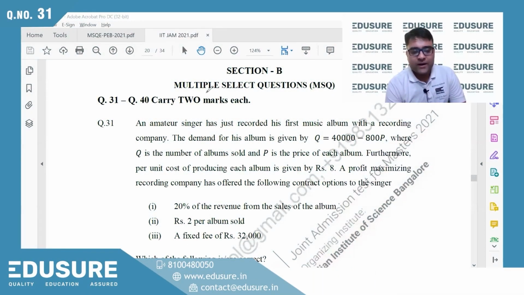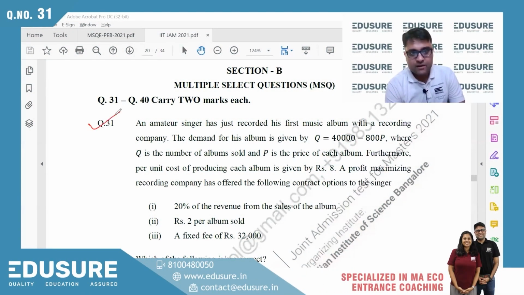IIT JAM 2021 question number 31. Please understand, multiple select questions का मतलब कि multiple answers can be correct. Okay, तो Q is equal to 40,000 minus 800p, and per unit cost of producing each album is 8 rupees. Okay, we are taking a look at these three options: 20% of the revenue from the sales, rupees 2 per album sold, and a fixed fee of 32,000.